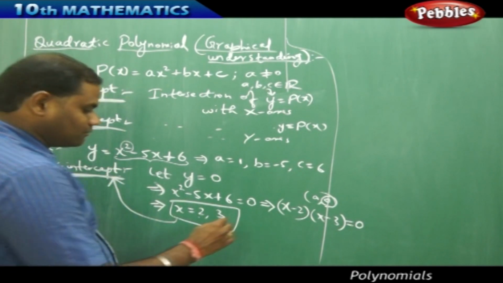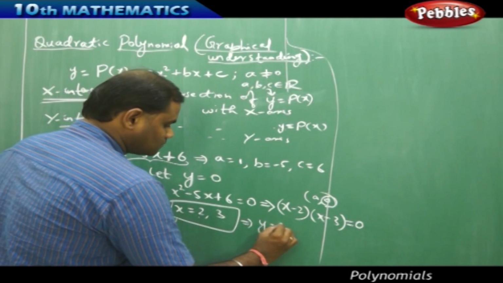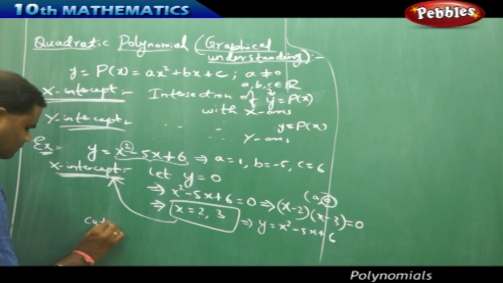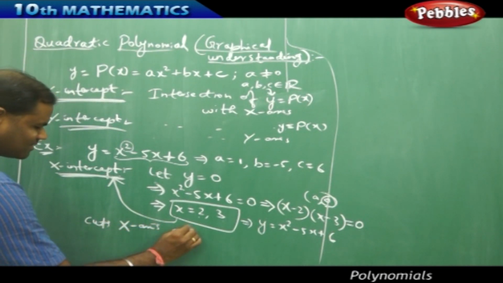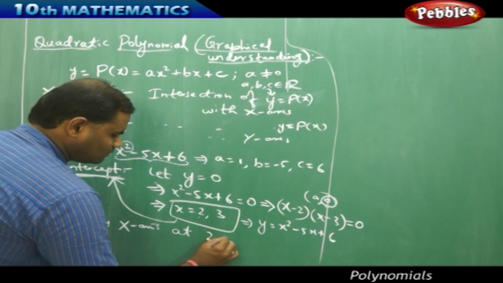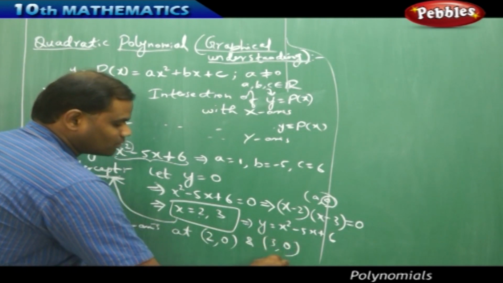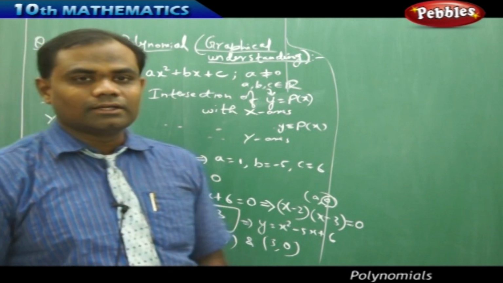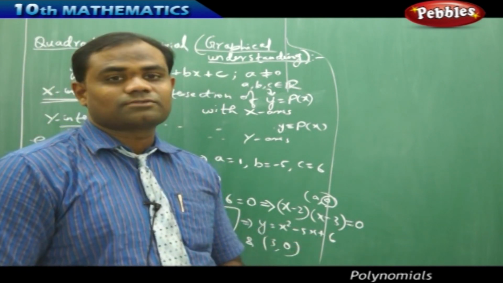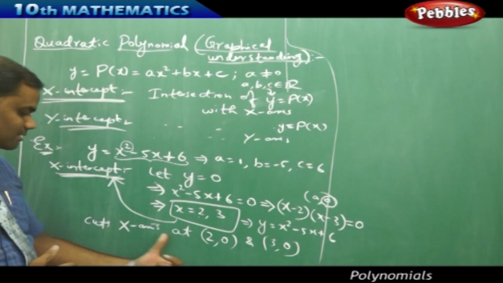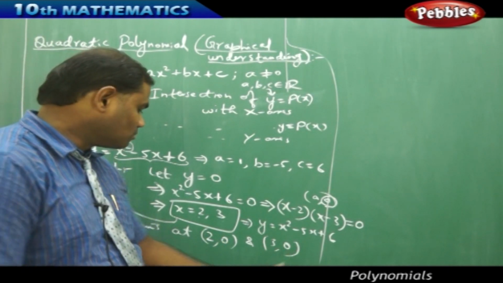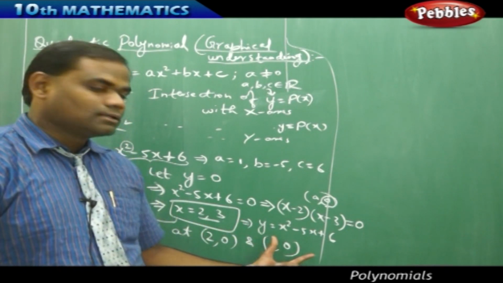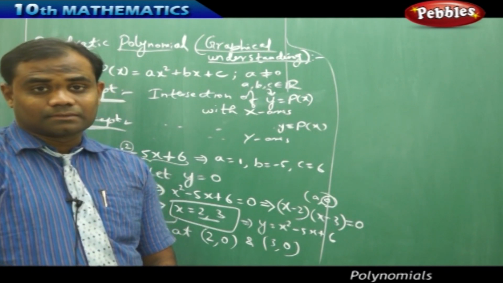That is, the graph y is equal to this cuts the x-axis at the points 2, 0 and 3, 0, is how I understand it in the graphical concept. Graphically, y is equal to the quadratic polynomial x squared minus 5x plus 6 cuts the x-axis at 2 points, 2, 0 and 3, 0, because I get 2 zeros of the polynomial or 2 x-intercepts, and these are the points where the graph cuts the x-axis.